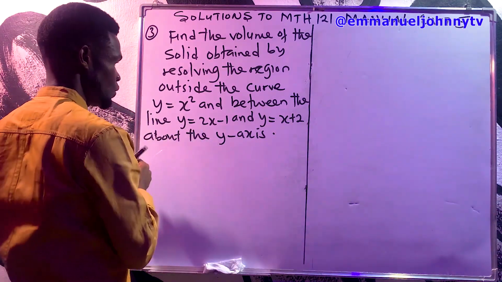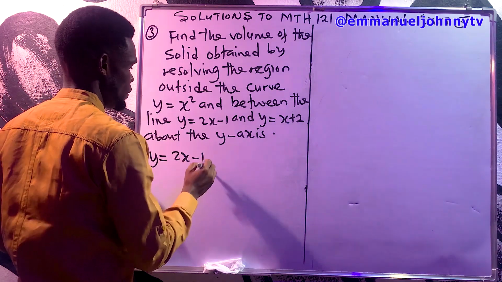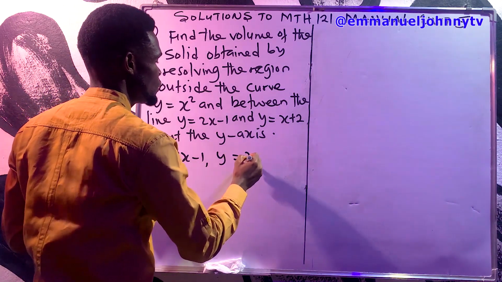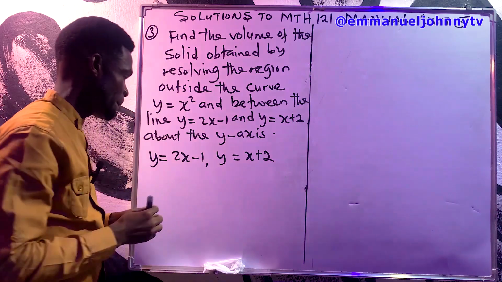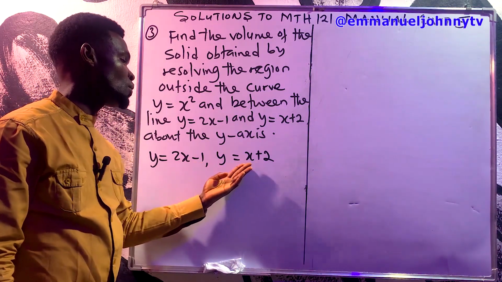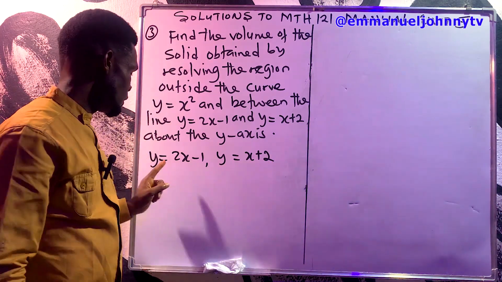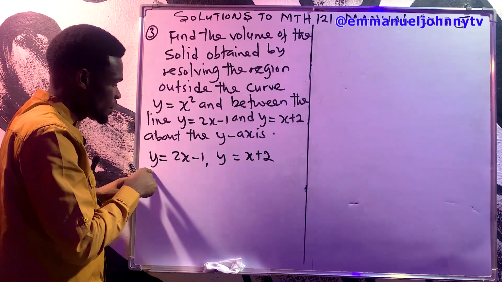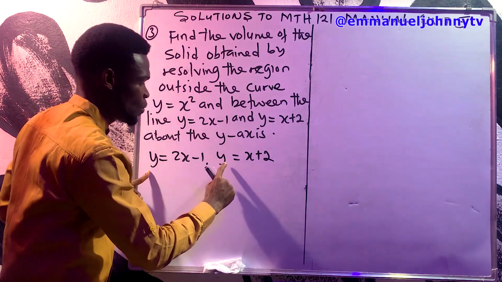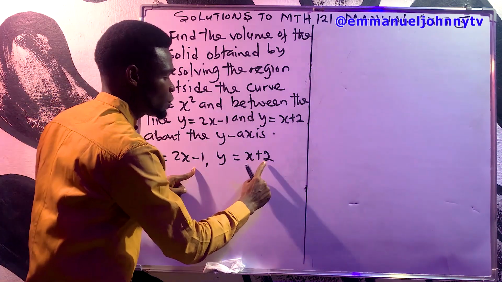So let's pick the equation of the lines, that y equals 2x minus 1 and y equals x plus 2. Now, if y equals 2x minus 1 and y equals x plus 2, this is equation 1, this is equation 2, y equals y, meaning that 2x minus 1 is also equal to x plus 2.